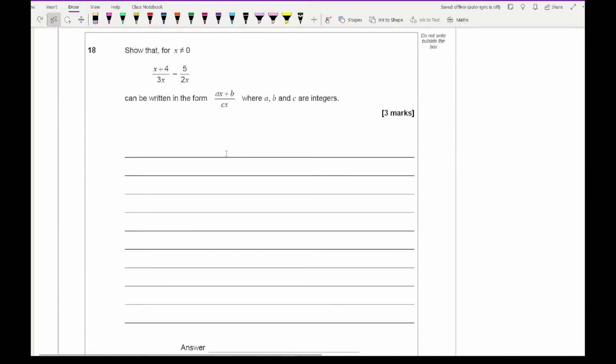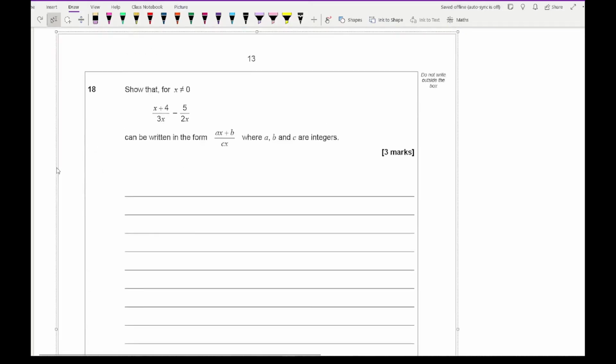Then for question 18, it says show that, for x is not equal to 0. Now again, the reason why they're writing this is because you can't be dividing by 0. So it really doesn't have any reference to the question, and the question is just asking us to simplify and write this as a single fraction. So again, the topic on this one is algebraic fractions. So what we want to try and do here is get a common denominator.